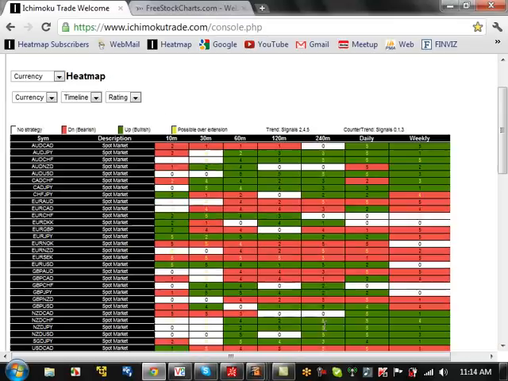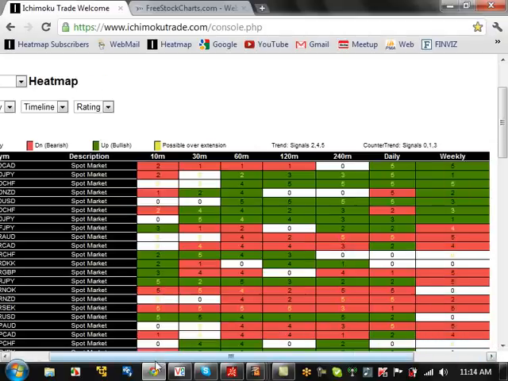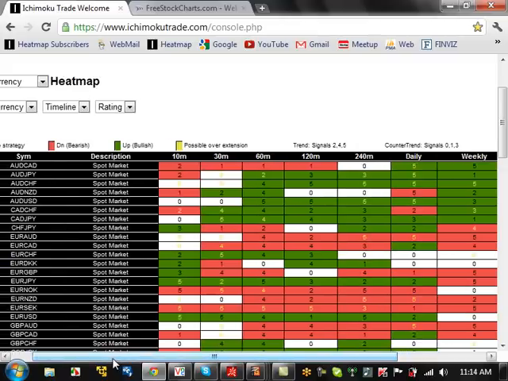Okay, and what we're going to do is first look at the currencies on the heat map. Remember, green basically means you're bullish, red means you're bearish, and what we're looking for are entry strategies. If you look up here, for trending we're looking for 2, 4, 5, and counter trend are 0s, 1s, and 3s.